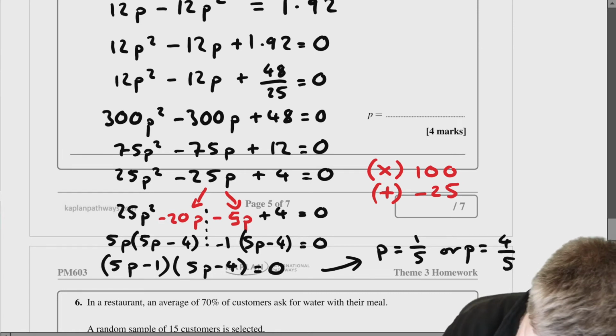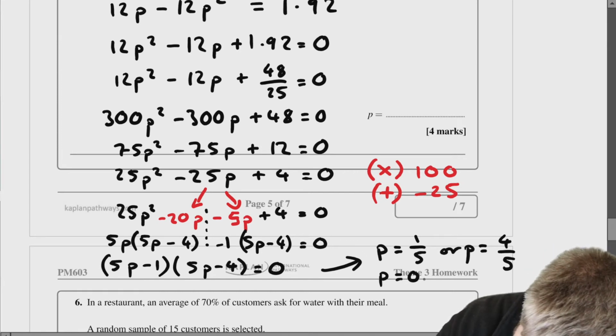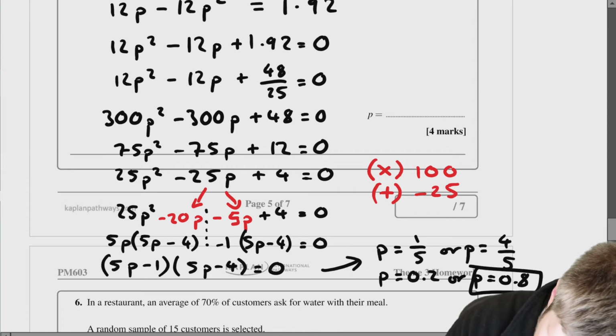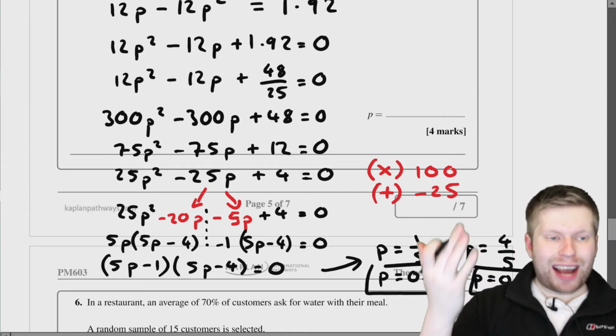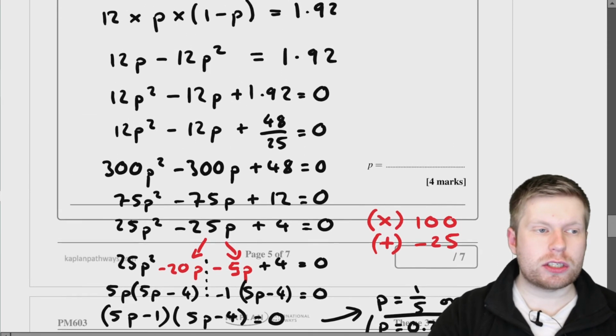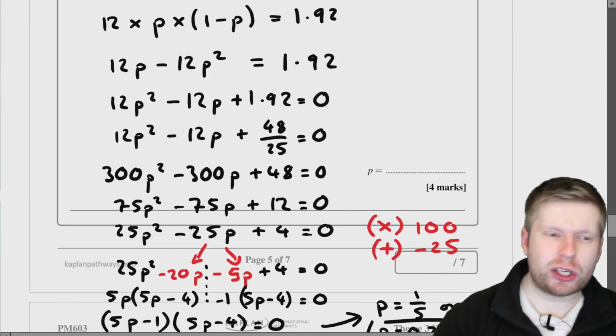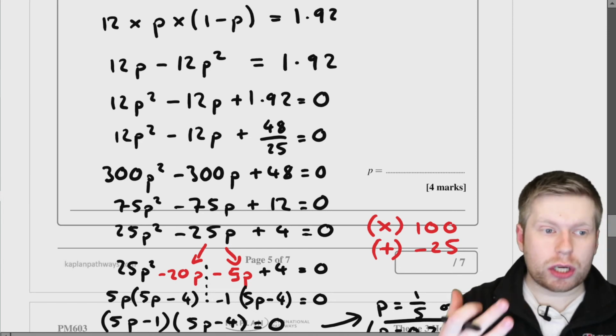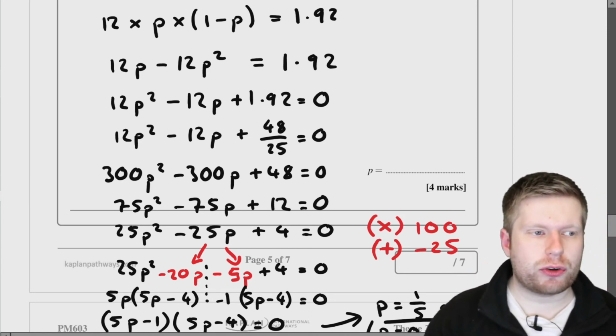So if I want to leave that as a decimal, I can say that p has got to be equal to 0.2, or p is equal to 0.8. So that's the value of p which you're after. Now, by the way, I did that in my head. I guess I was showing off a little bit in some respects, but if ultimately I just wanted to avoid using the quadratic formula, I kind of knew, because I knew the answer, that it was going to factorize, so I was going to try and show you how to factorize it by hand.